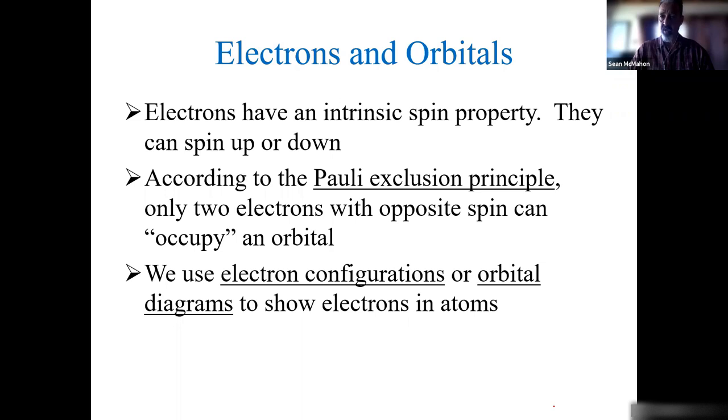So we use what are called electron configurations or orbital diagrams to basically keep track of the electrons and show where they're located. It's basically like bookkeeping or writing a checkbook. You have to know what goes in and what goes out. Well, it's the same thing with electron configurations and orbital diagrams. It lets us know how many electrons there are, what energy level they're in, what sublevel, which orbitals, and whether they're spinning up or down.